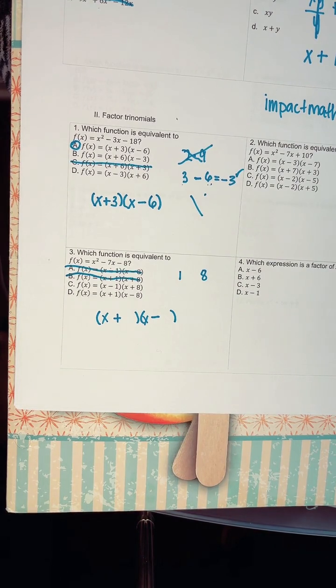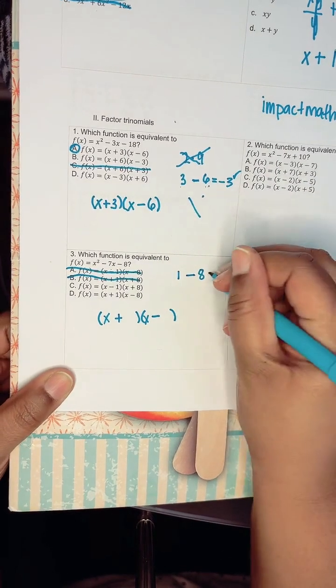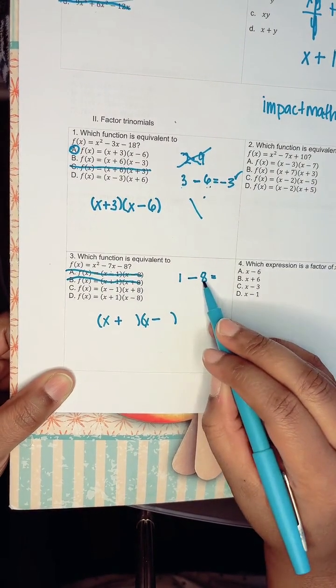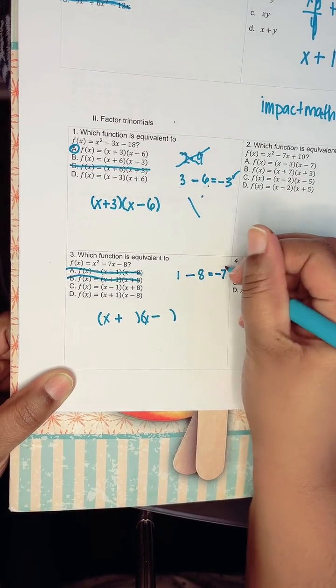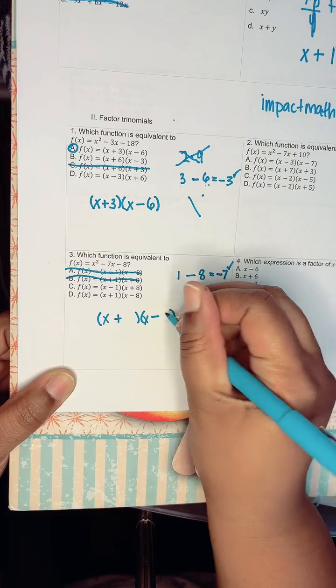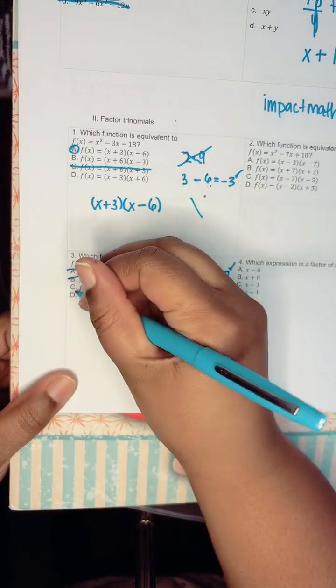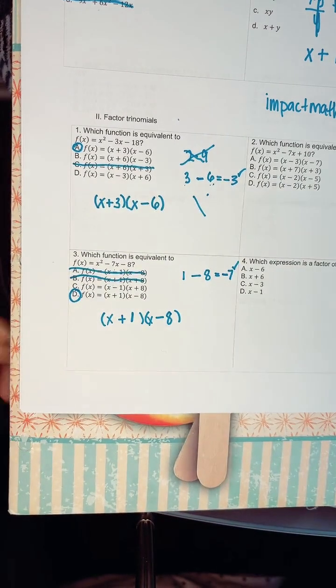Eight. Good. Yes, the 8 has to be the negative. Why? 1 minus 8 gives us a negative 7. Check. We got that middle number. So 8 is going to go with the negative and the 1's going to go with the positive. And D is our answer.